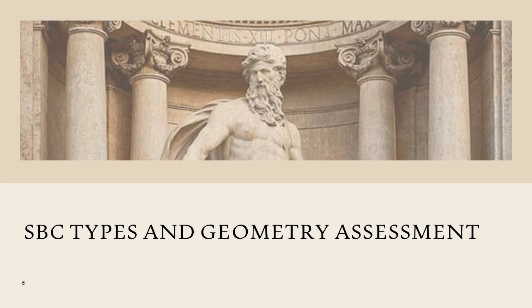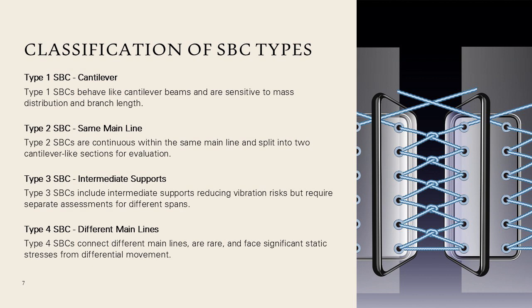Classification of SBC types, geometric assessment factors. The geometric assessment methodology categorizes SBCs into four distinct types based on their structural configuration: Type 1, cantilever; Type 2, continuous, in and out same main line; Type 3, continuous, with intermediate supports; and Type 4, continuous, between different main lines. Each type exhibits unique vibration characteristics and requires tailored assessment procedures.